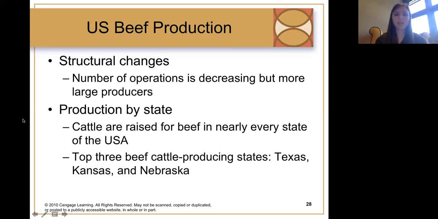Just some things about U.S. beef production. There have been some structural changes. The number of operations is decreasing, but there are more large producers happening. And I think we talked a little bit about that in previous lectures, and that's happening with pigs as well, where the number of farms is decreasing, but there are more large producers. So production by state, cattle are raised for beef in nearly every state of the U.S., but the top 3 beef cattle producing states are Texas, Kansas, and Nebraska.